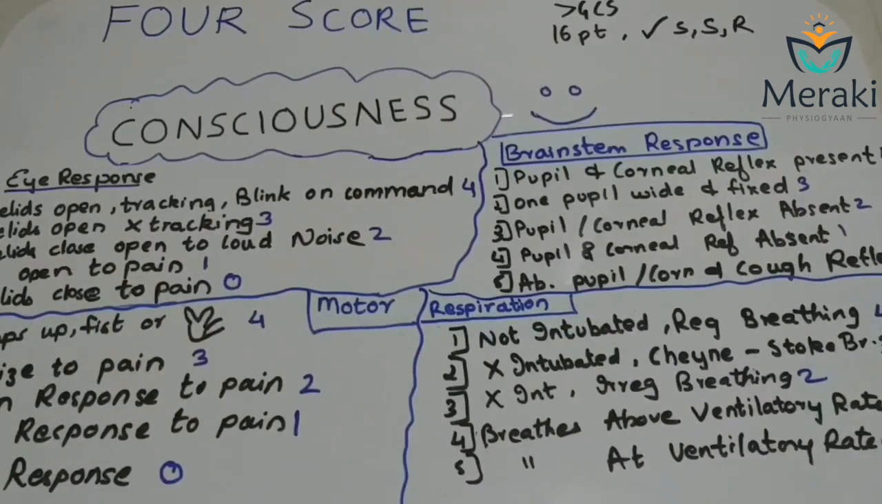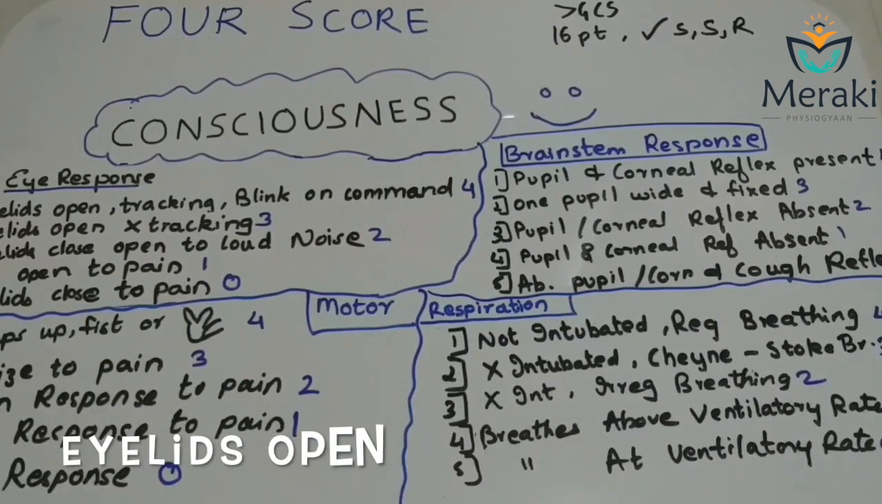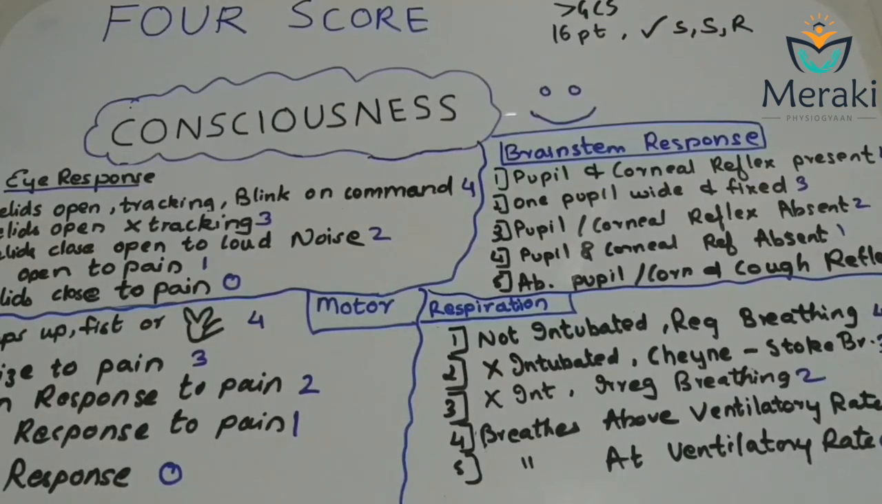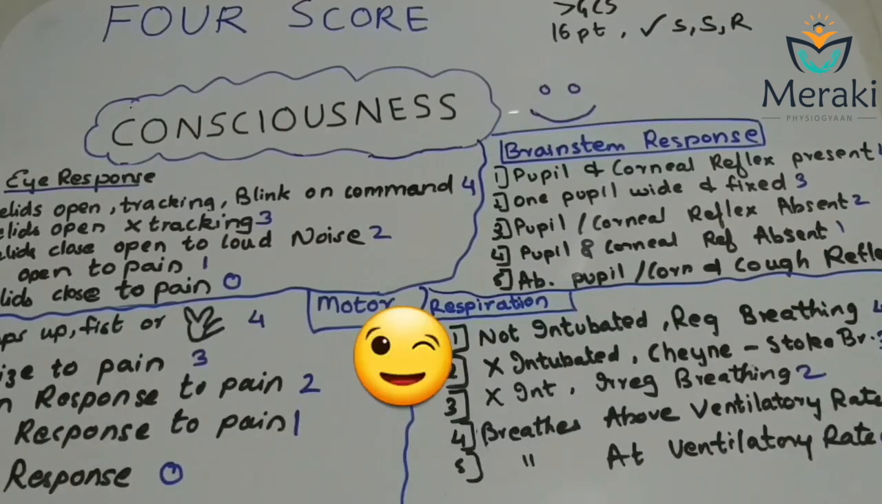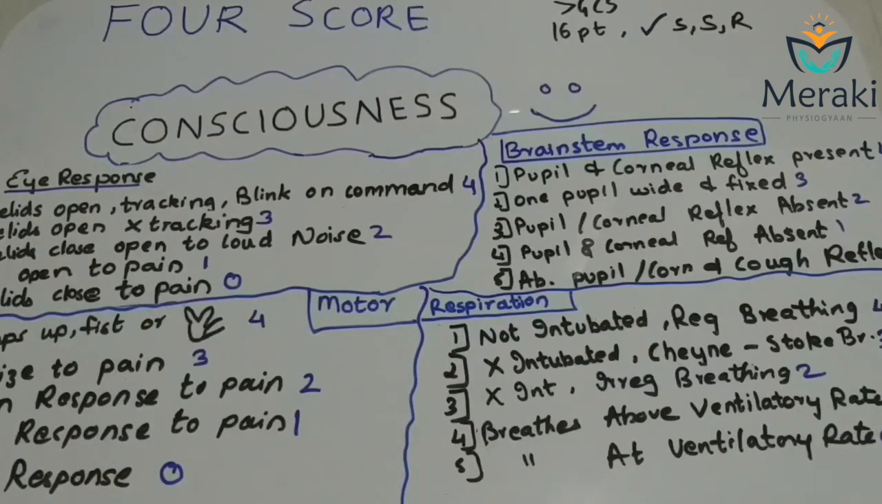In eye response, the eyelids open and even track or blink on command. Unlike GCS, which only looked for spontaneous opening and closing, here a lot of emphasis is given on tracking and blinking also. Hence, you can score them 4.